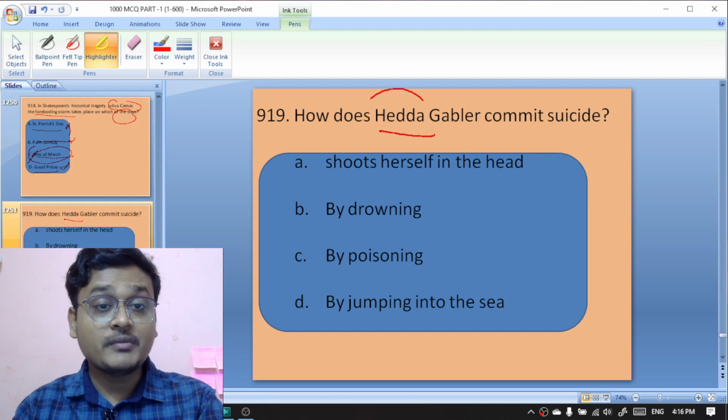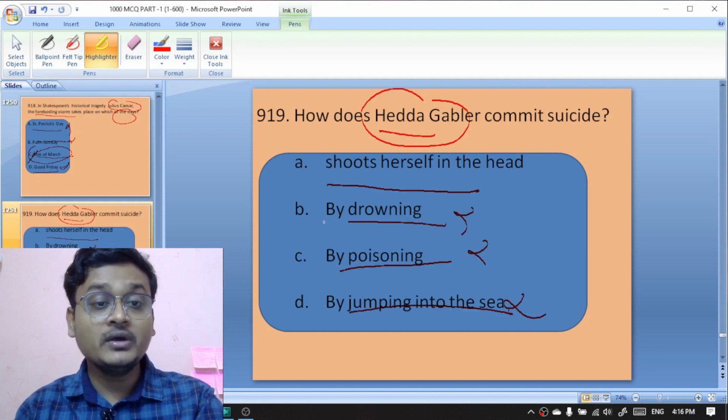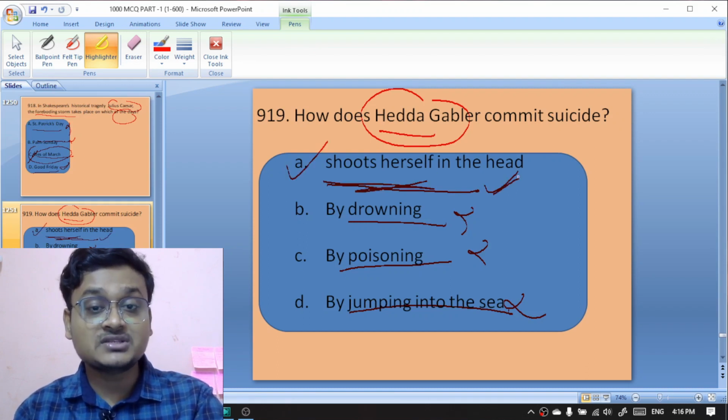How does Hedda Gabler commit suicide? Does she shoot herself, drown, poison herself, or jump into the sea? No. So Hedda Gabler commits suicide by shooting herself in the head with a pistol.